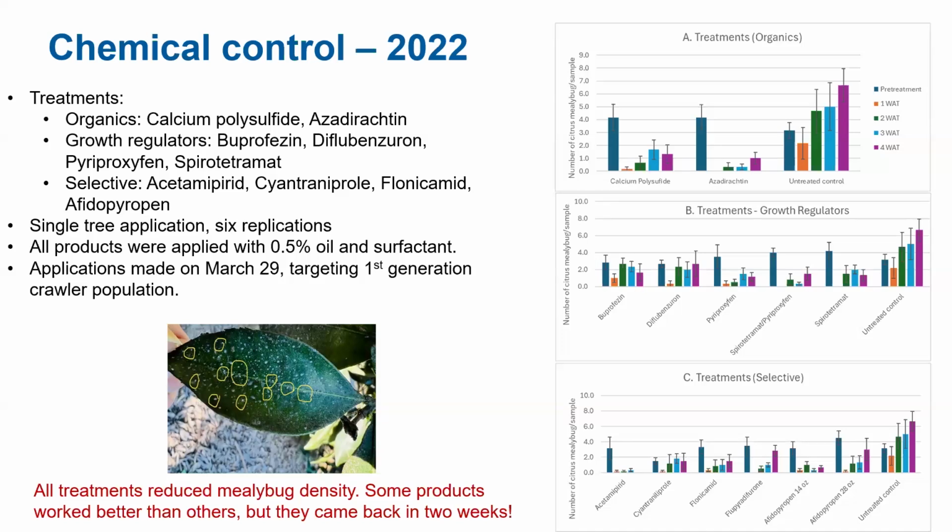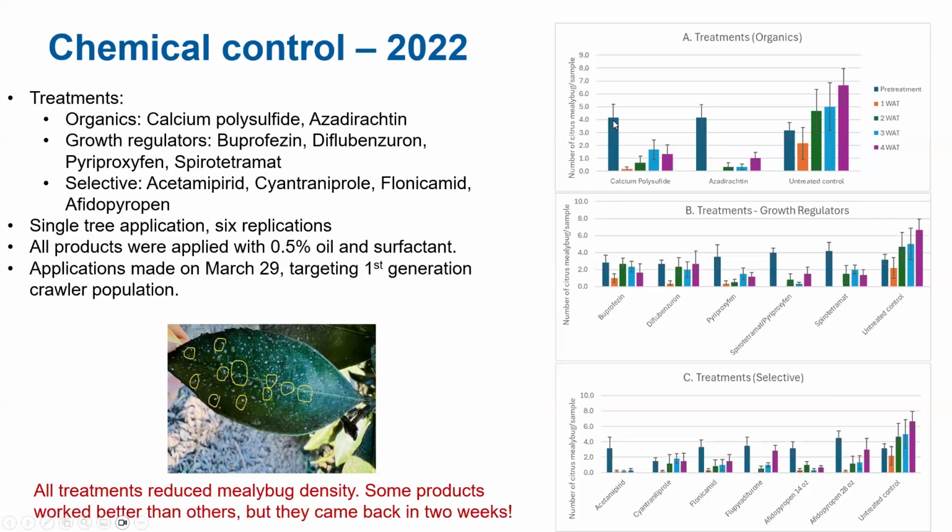This particular trial was done targeting the first generation. So we made our application on the 29th of March, when those crawlers from the overwintering population had started hatching. Back in 2022, there was quite a healthy population in the orchard where we were doing the trials, and we monitored population pressure for up to 4 weeks after the application. So on the graphs, what you're looking at is, first set is organic treatments, second is growth regulators, third is selective treatments.